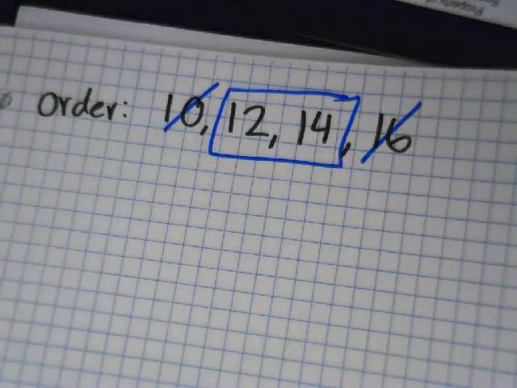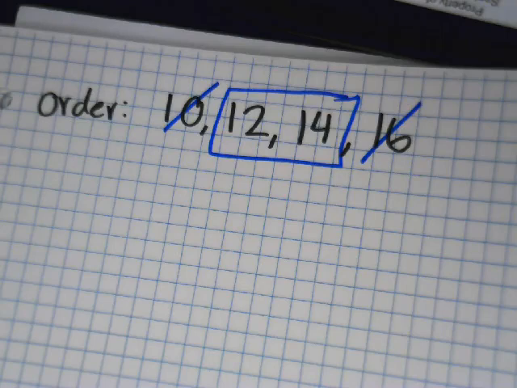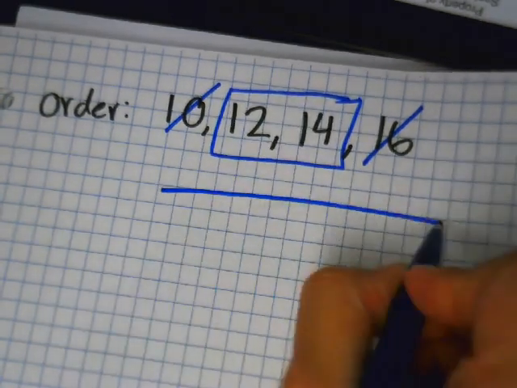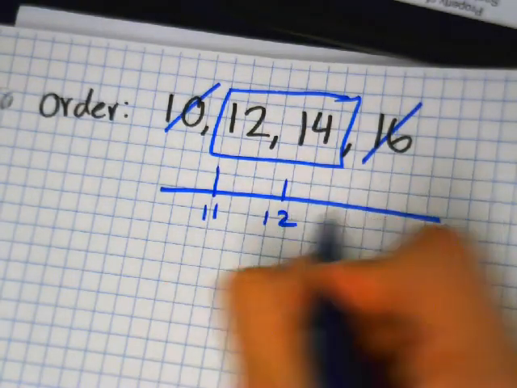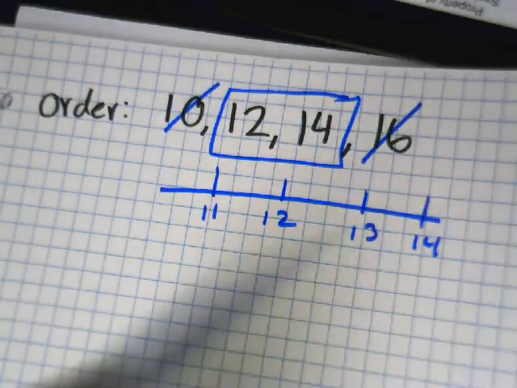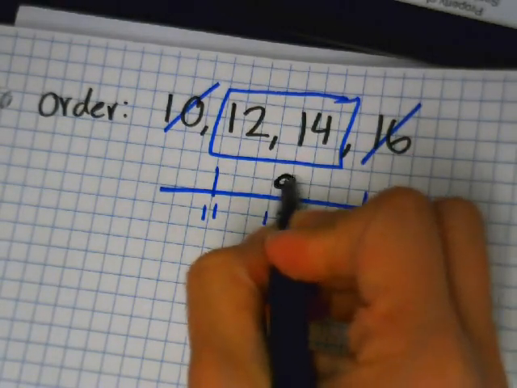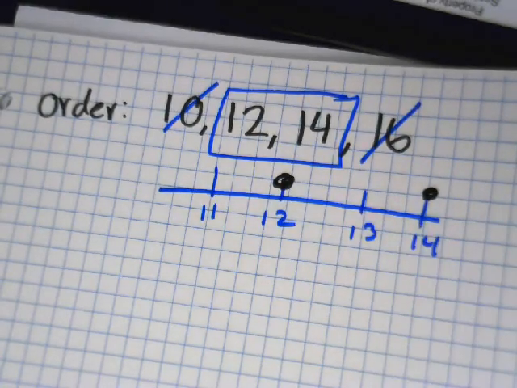There's 2 numbers. So let's think about it. What's in the middle of 12 and 14? 13. But what if it's like a 13.5? Well, let's think about it as a number line. If it's 12 and 14 on a number line, here is 11, 12, 13, 14. I have 12 and I have 14. What's right in the middle?